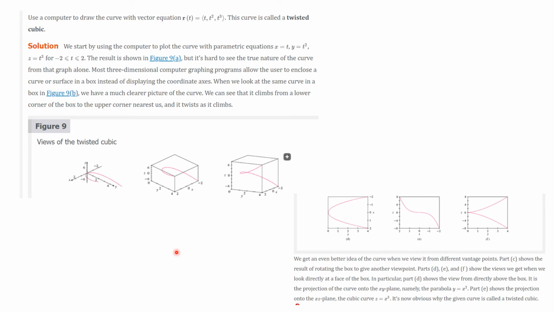And so what we can do is experiment with that, drawing the curve given by t, t squared, and t cubed, that's pointy bracket t, t squared, t cubed. This is called a twisted cubic, and if we look at these different views in different boxes, we can see what's happening much more clearly than if we just look at the raw axes. We can even look at the single plane views, and that can give a lot of insight into what is really happening with the equations.